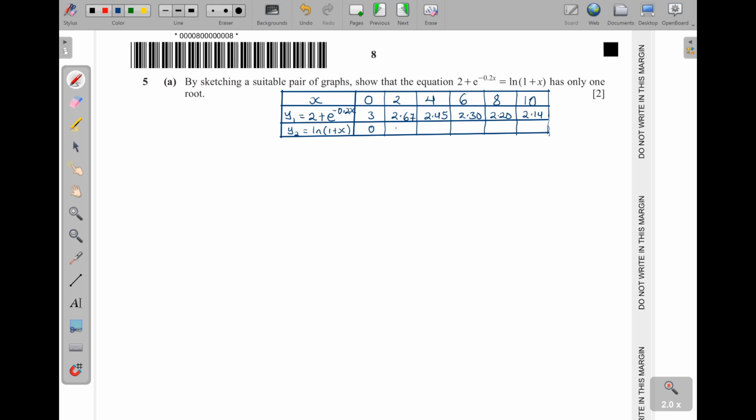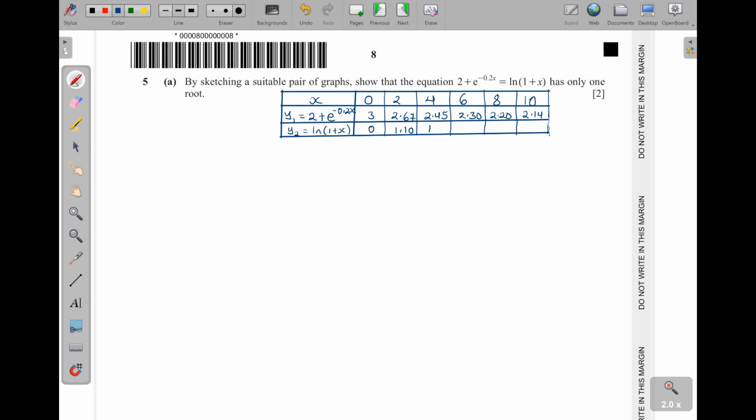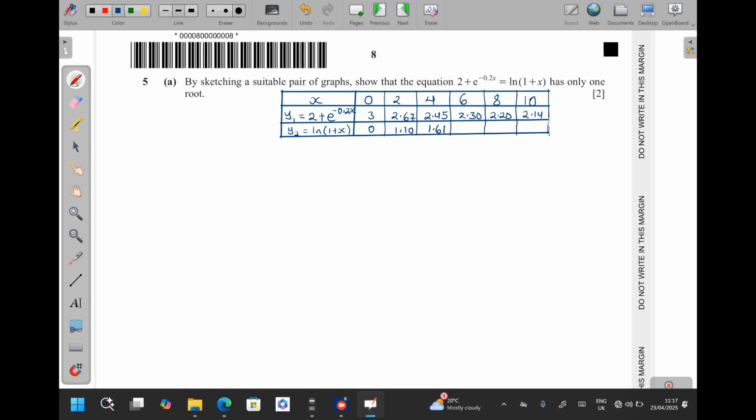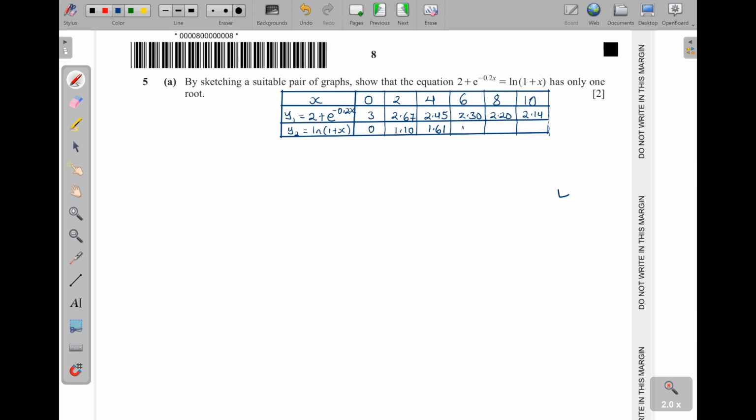Then the next one is 1.10. Okay, let's check. 1.10, then 1.61. Then if we go down, we have 1.95, 2.20, and 2.24. You can see actually at 8, they have the same value. So don't you think that is the root? I think that is the root.